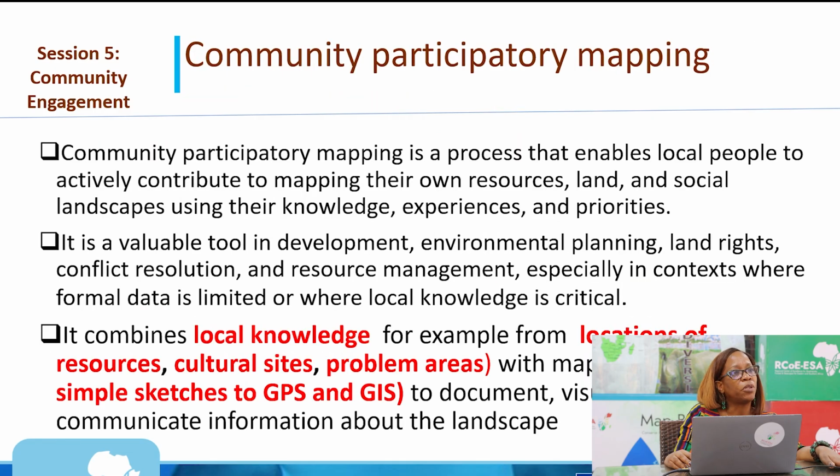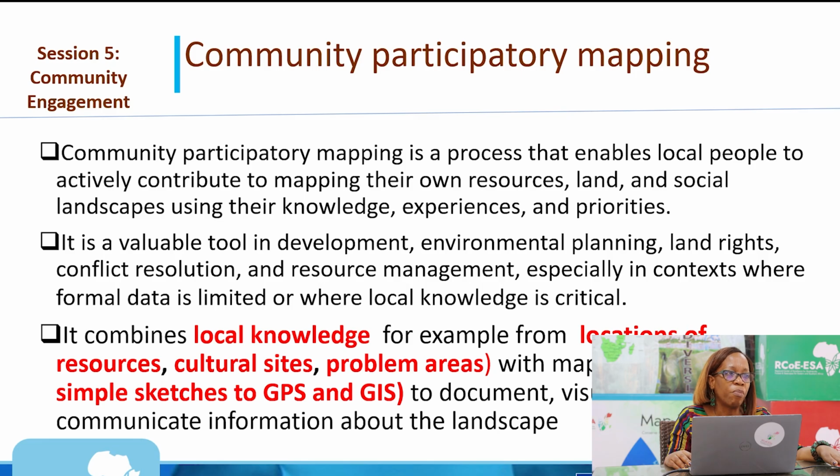So what is community participatory mapping? As long as you're dealing with communities, it has to be participatory. Community participatory mapping is a process that enables local people to actively contribute to mapping their own resources, land and social landscapes, using their knowledge, experiences, and priorities. Remember, they understand the community better than you do. So you going and conducting a session, conducting an exercise without involving them, that's already an abuse of their human rights.